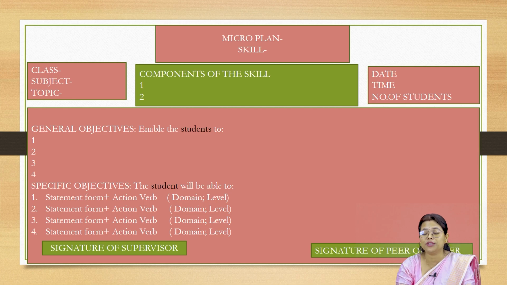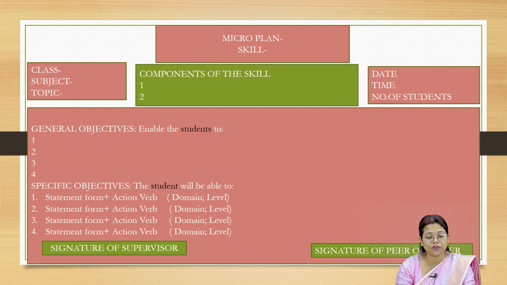Then we also have to mention the date, time, and number of students. So first we will frame the general objective, which entails that it will enable the students to, right? It is a general objective like enable the students to create love for English literature, or you can say develop the four language skills. So these are the general objectives, which are common for all the students.